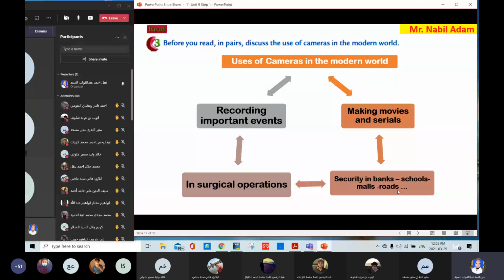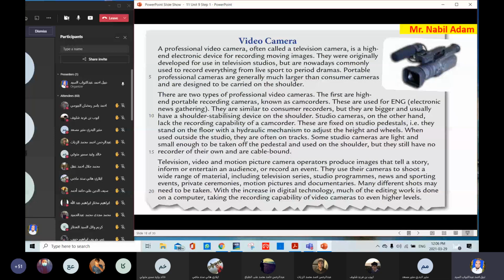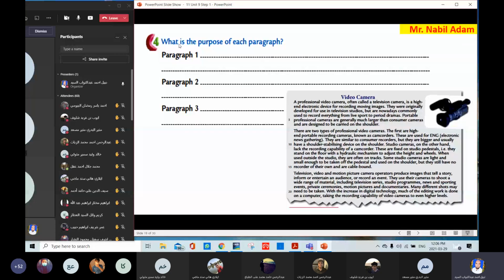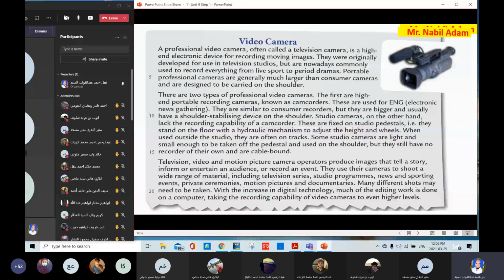Okay, now you are going to read an article about video cameras. This article is divided into three paragraphs. You are going to write or answer the following question. What is the purpose of each paragraph? You have to write why the first paragraph is written, the second, the third. So here, the main idea. Why are these paragraphs written? Please, you've got 5 minutes to read and answer this question.